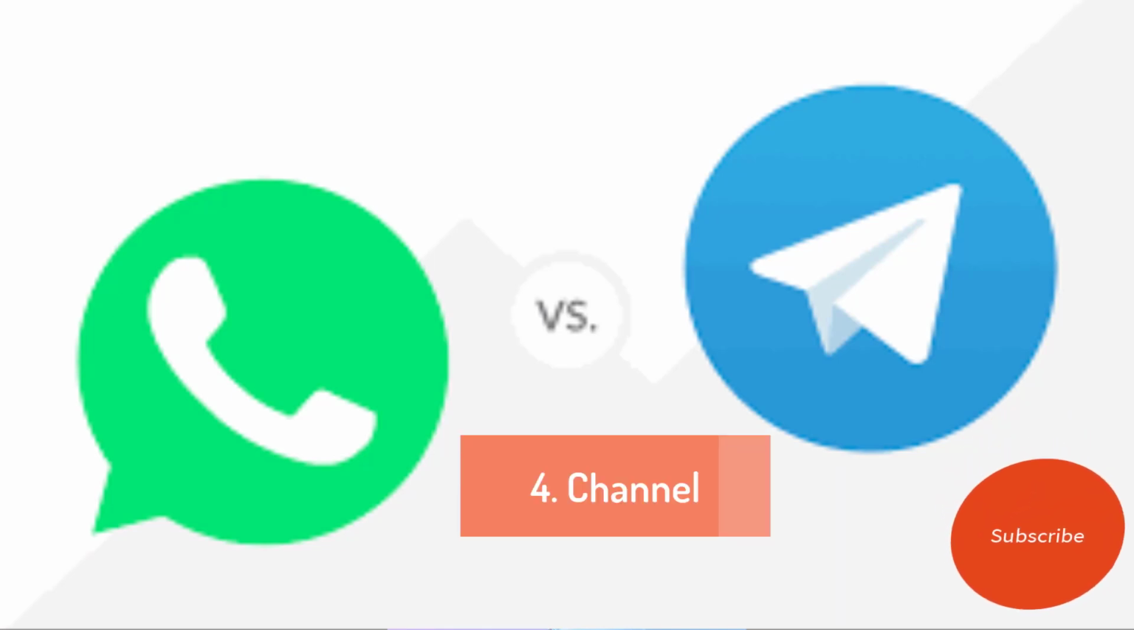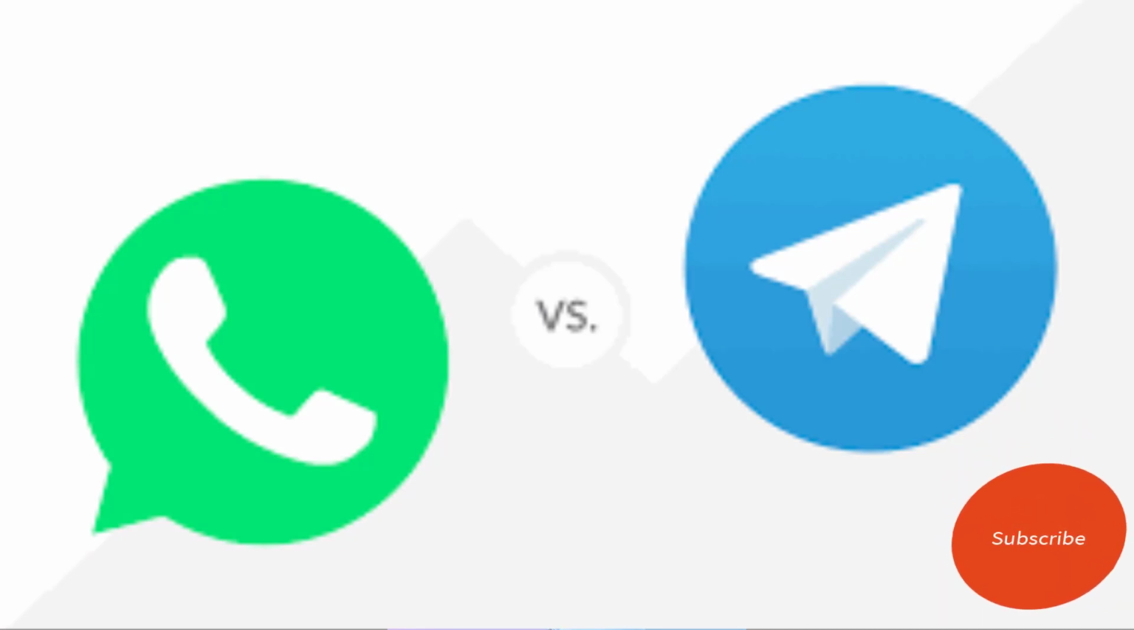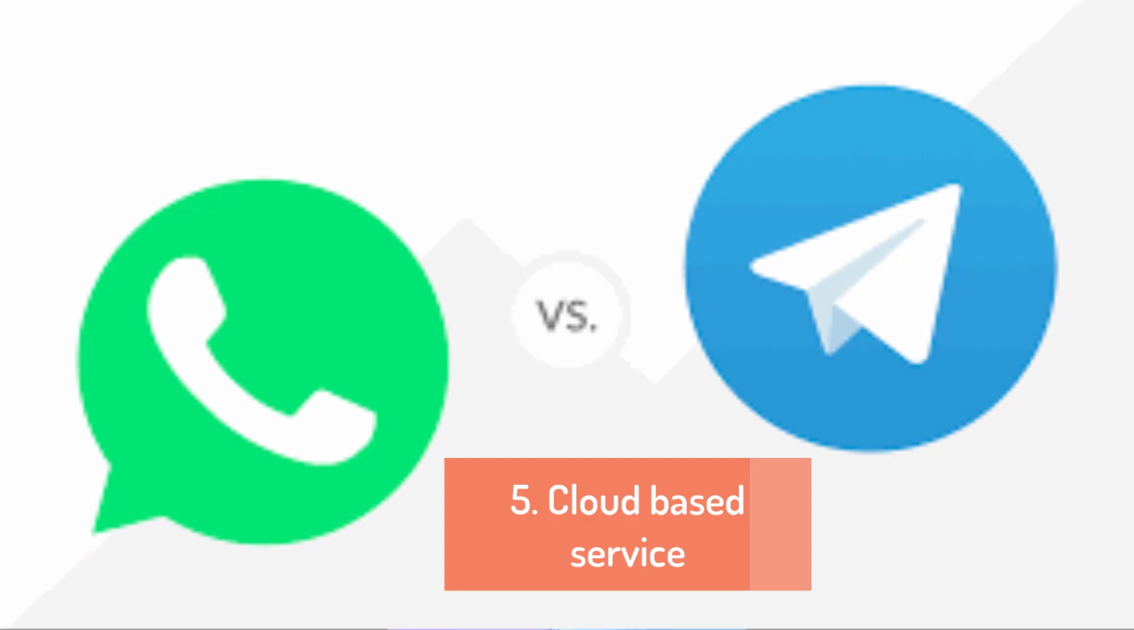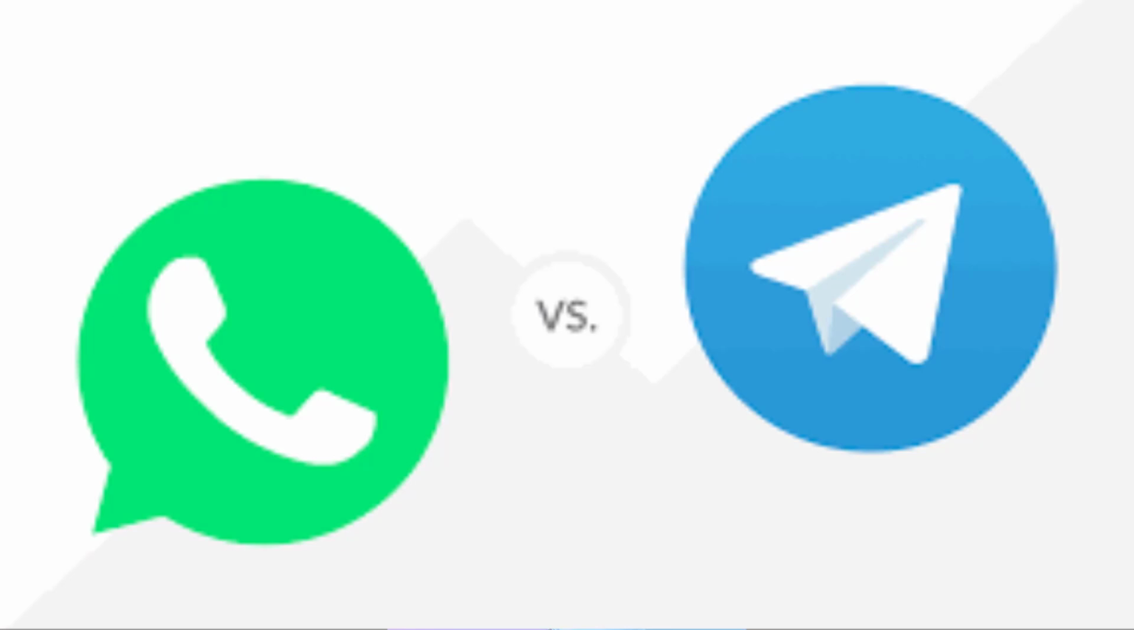And the fourth feature is channel. Yes, you can create a channel in Telegram, but you can't create anything like that in WhatsApp, so that is a drawback of WhatsApp. And the next feature is its cloud-based servicing, and that is My Saved Notes. You can use it like Google Drive, in which you can upload your favorite documents and you can access them from anywhere, anytime. And this feature is not provided in WhatsApp up to now.